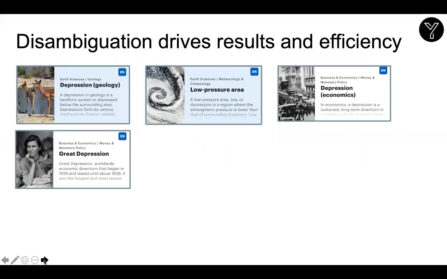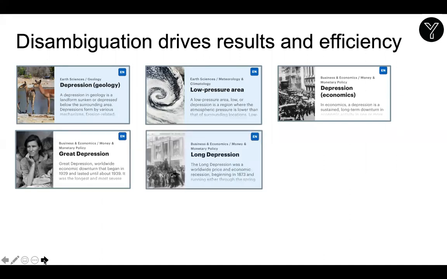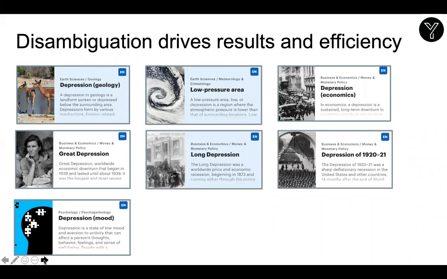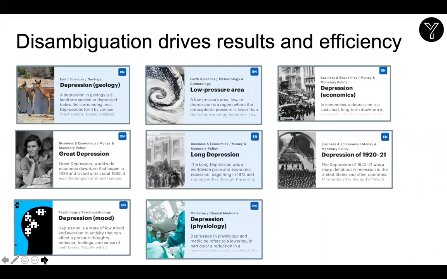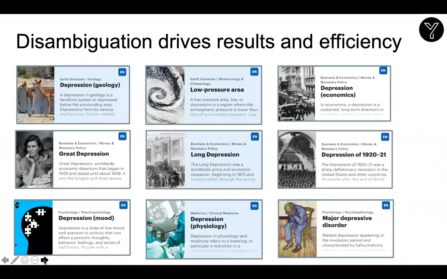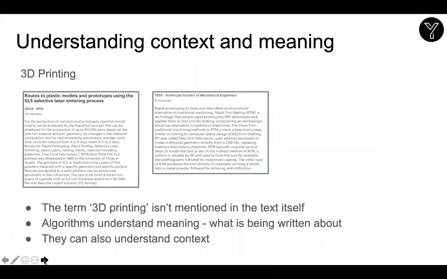They might also be thinking about the Great Depression, the Long Depression, or the Depression of 2021. They could be thinking about depression in the mood, depression in physiology, or a major depressive disorder. And these are just some of the variations. I could go on for several more slides on depression alone, but I hope that captures the importance. So when you're looking to search for something, the keyword alone is not enough in terms of the search term. You need to be able to disambiguate that term to take people to the right kind of things that they're looking for.